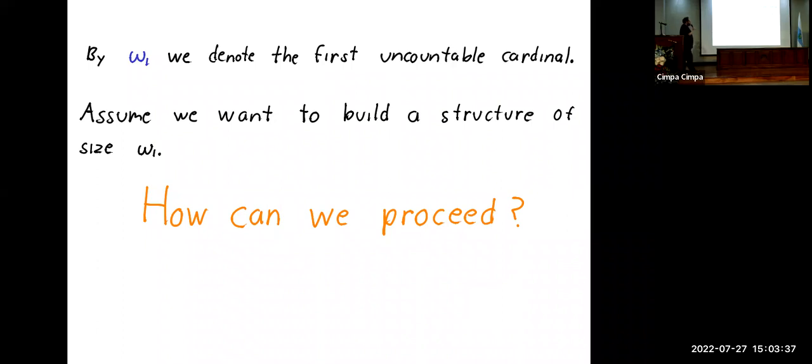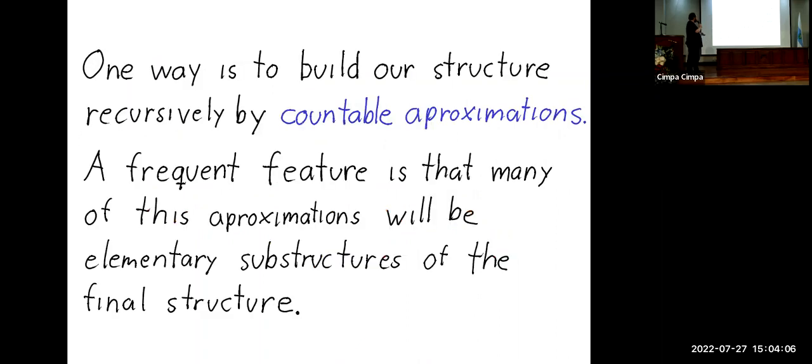What we want to do is to construct some type of structure of size omega 1. So how can we do that? Well, there are several ways. I think the most straightforward is, I want to build my structure of size omega 1, I will do it by countable approximation. You do omega 1 many steps, and at the end you take the union or some kind of limit, and that's what we want. A frequent feature of this type of constructions is that many of the approximations are elementary substructures of the final structure you want. And you use elementarity to put what you want.